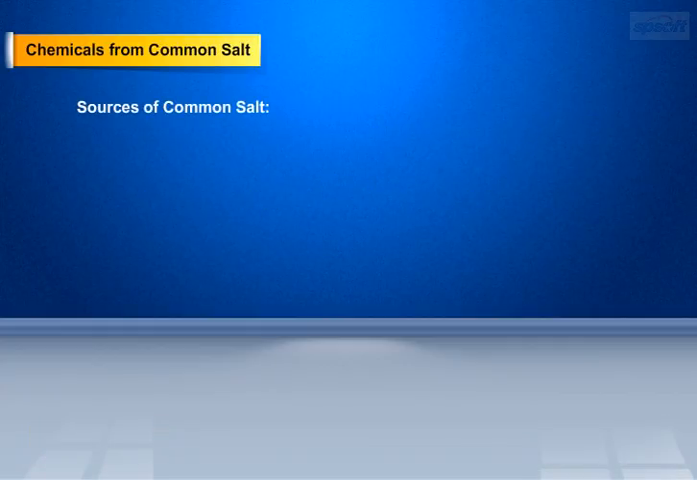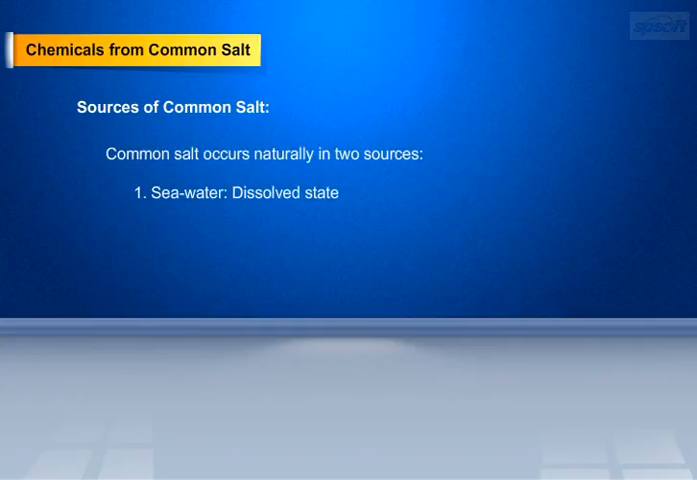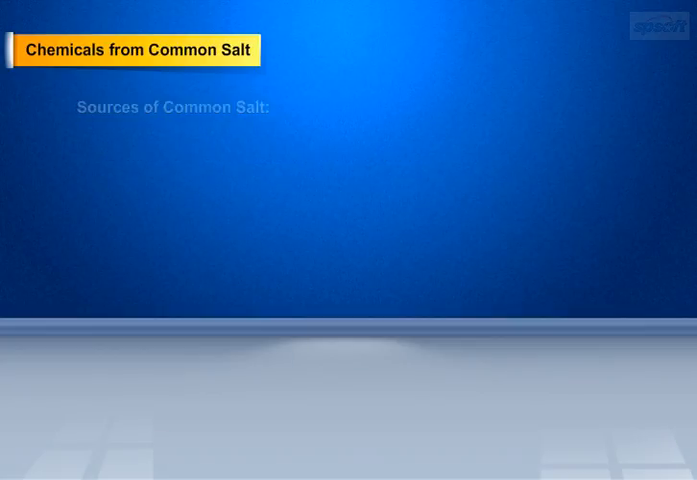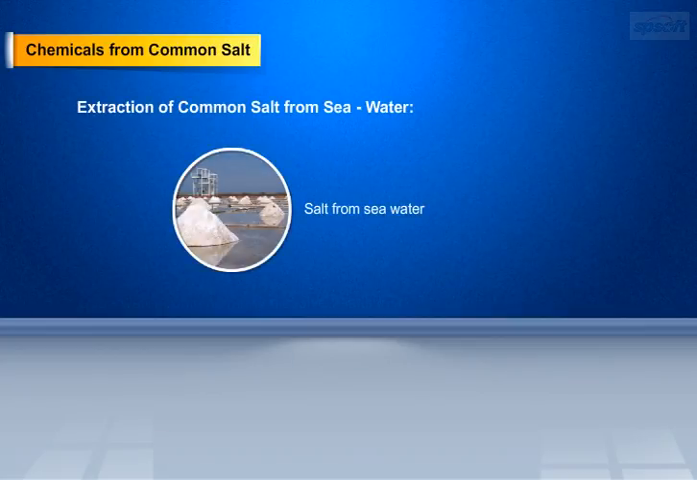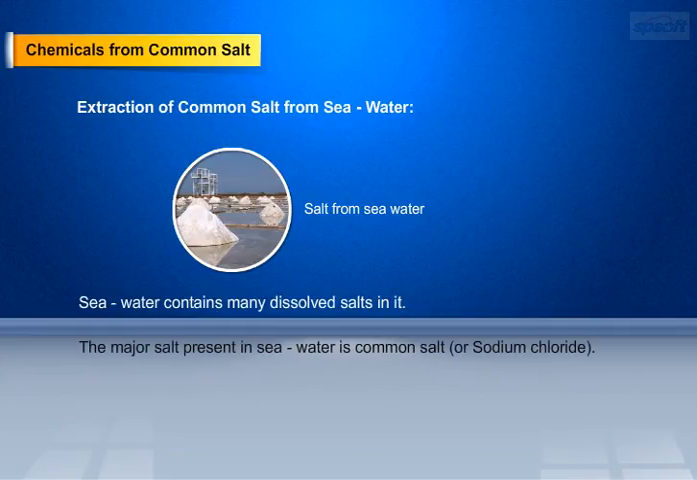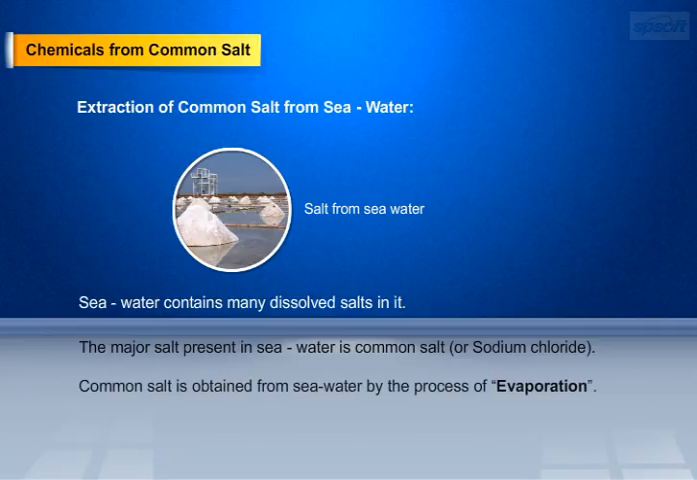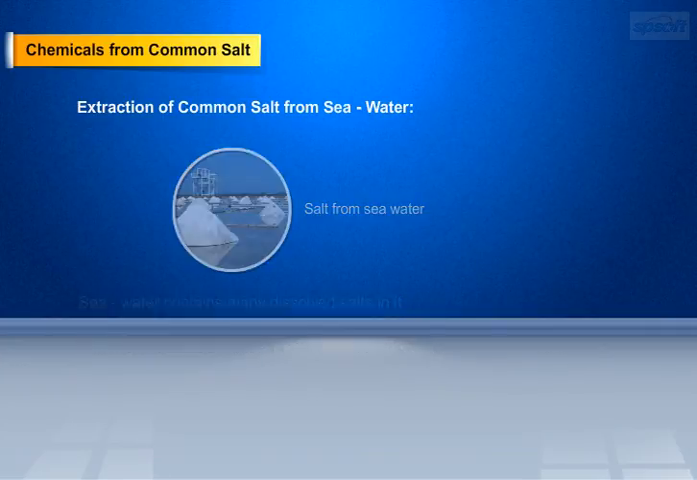Now let us move to sources of salt. Common salt occurs naturally in two sources: seawater, in dissolved state; and underground deposits, rock salt, in solid state. Extraction of common salt from seawater: seawater contains many dissolved salts in it. The major salt present in seawater is common salt, that is, sodium chloride. Common salt is obtained from seawater by the process of evaporation.